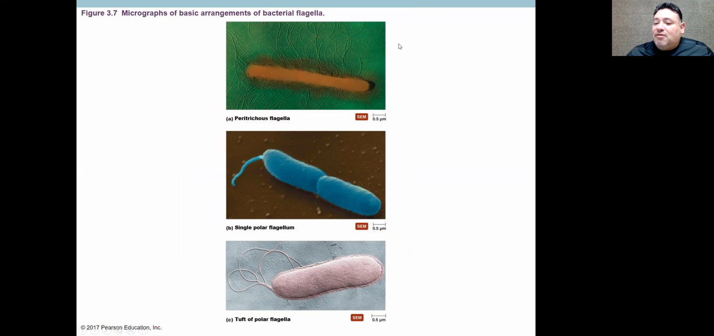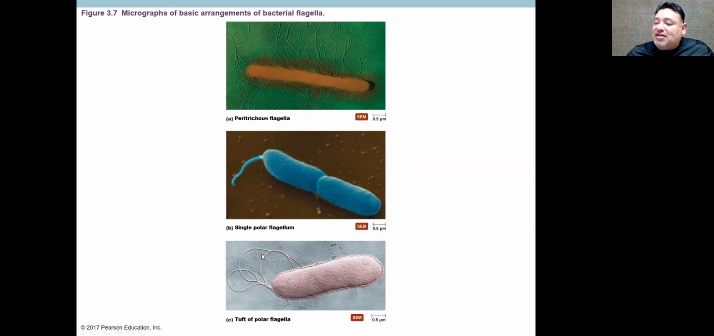Now we're going to go into the organization of the flagella. So notice that this organism right here has flagella all the way around it. We call this a peritrichous flagella, peri meaning surrounding. So the entire organism is surrounded by flagella. By contrast, this one in the middle has a single flagella, and that's called monotrichous, mono meaning one. So one flagella, monotrichous. And then this one has a little tuft of flagella. So this one is called lophotrichous, meaning that we have a tuft.